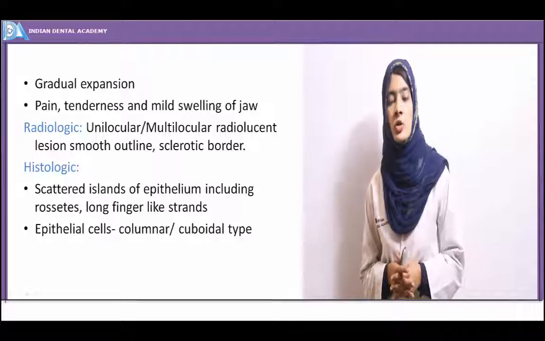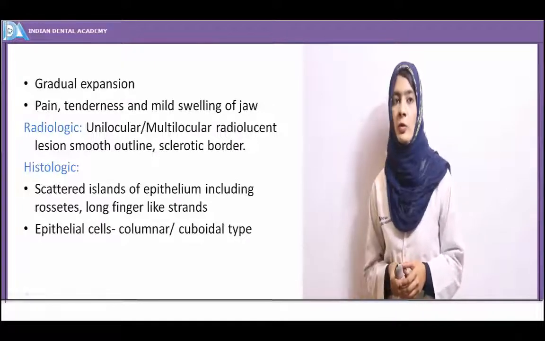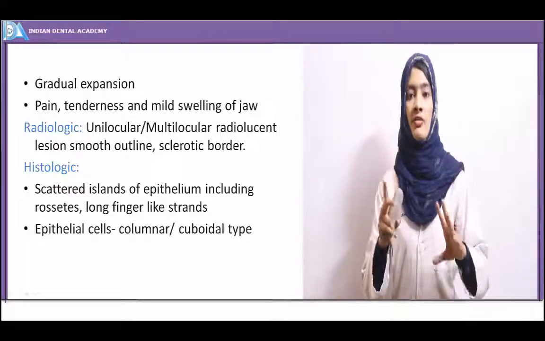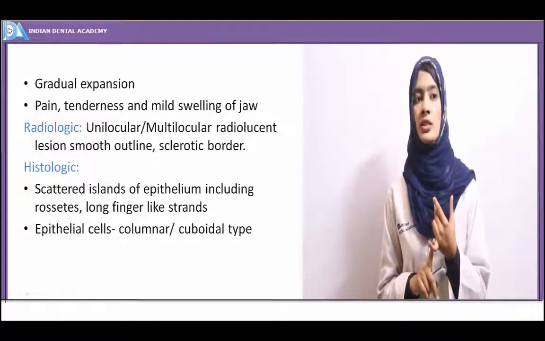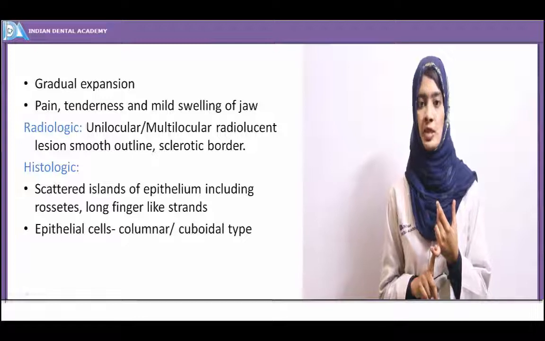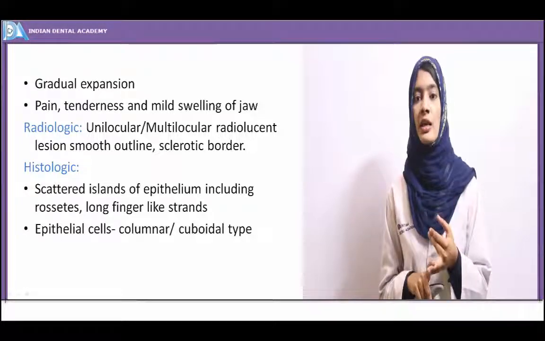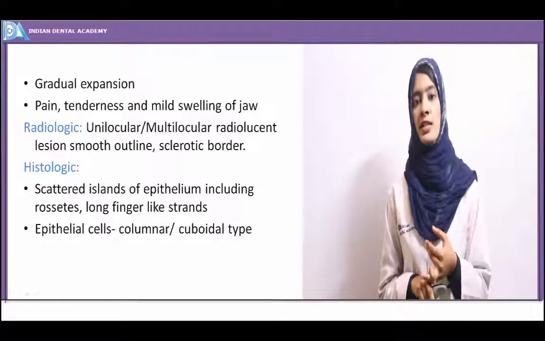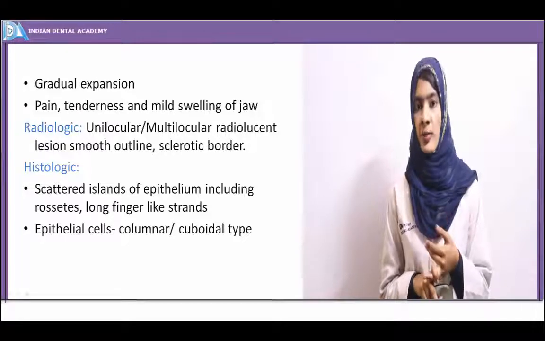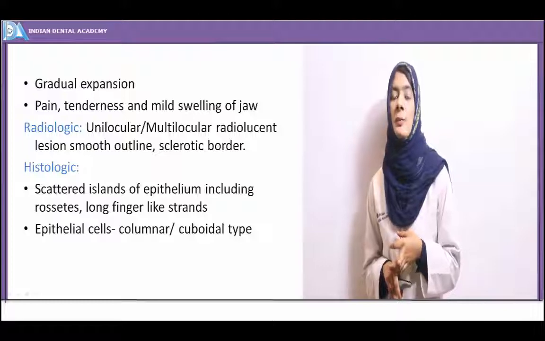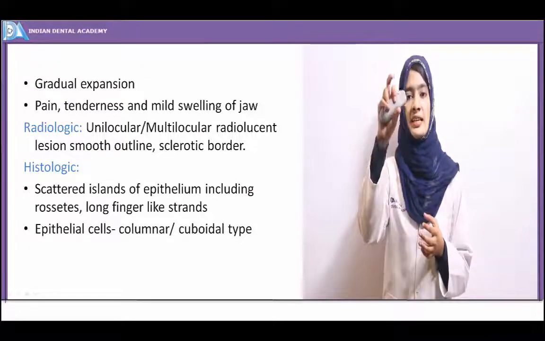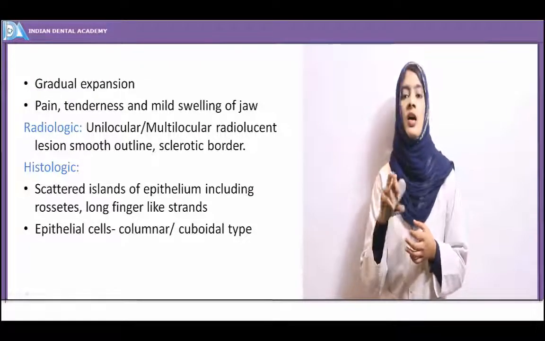When you see the microscopic picture of ameloblastic fibroma, we have two components. There is the epithelial component, which essentially denotes the ameloblastomatous epithelium, and the mesenchymal component, which denotes the fibromatous component. Okay, how is the epithelial component? Here, the epithelial component shows scattered islands of epithelial cells, which are arranged.